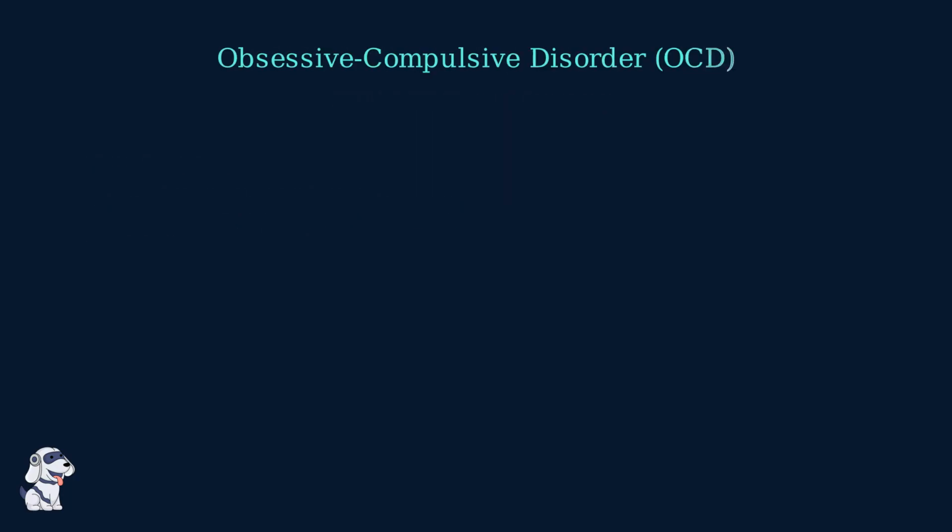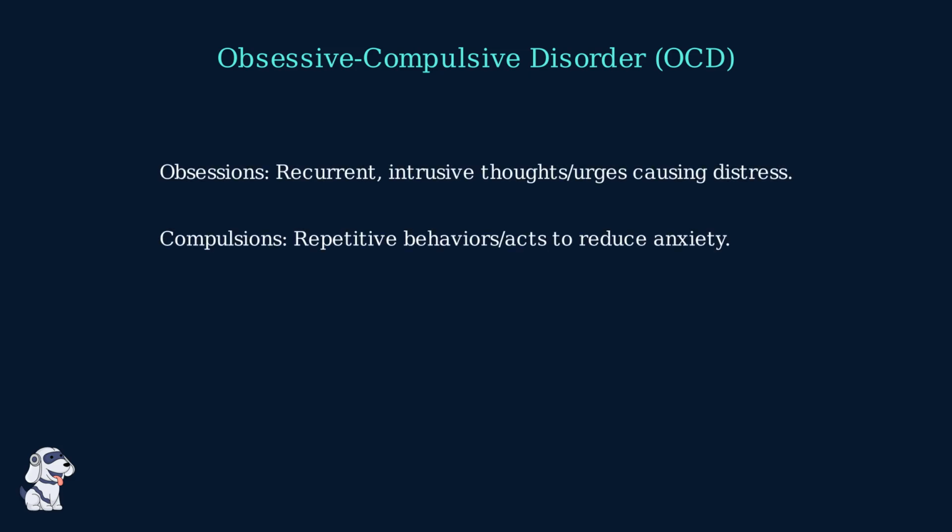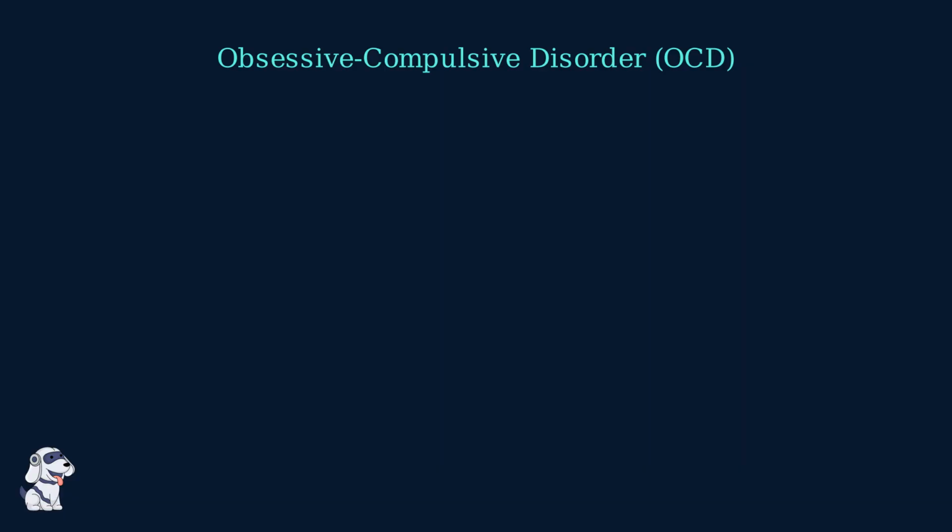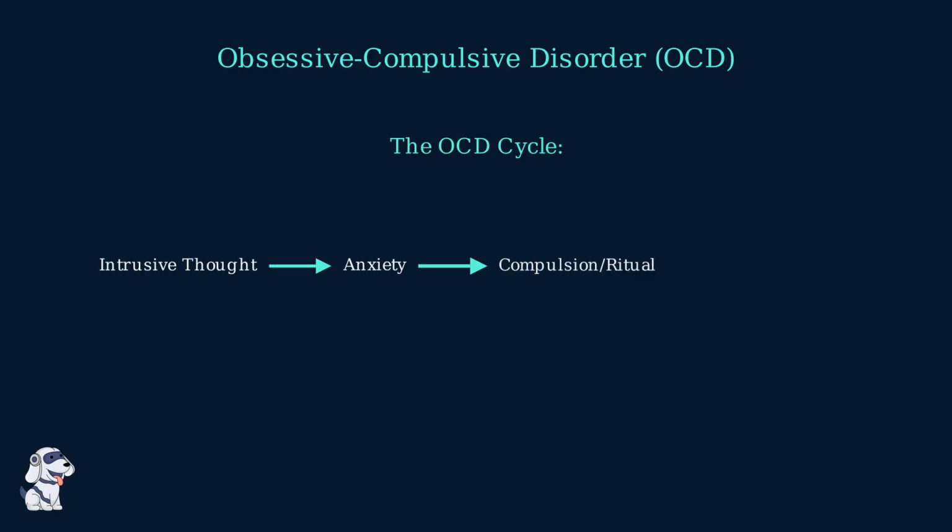Obsessive-compulsive disorder, or OCD, is characterized by the presence of obsessions, compulsions, or both, which cause significant impairment. Obsessions are recurrent, intrusive thoughts that cause anxiety, while compulsions are repetitive behaviors performed to reduce that anxiety. The core of the disorder is a cycle. An intrusive thought triggers intense anxiety, which leads to a ritualistic compulsion, providing temporary relief.